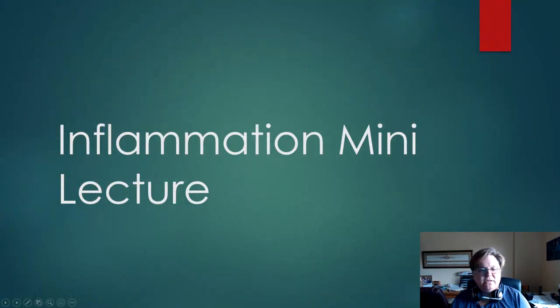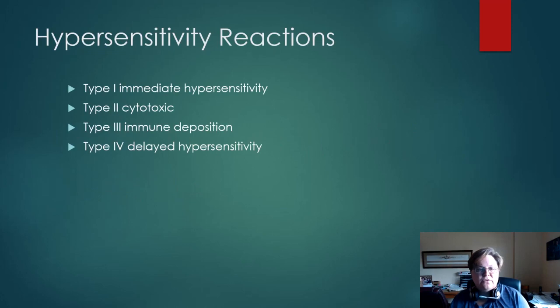It's the inflammation mini lecture, and we're going to talk about how these cells that support inflammation are useful, but also, more importantly, how they contribute to disease. And while their functions are supposed to be effective within the body, they can sometimes not be. So there's four types of hypersensitivity reactions. A hypersensitivity reaction is basically an allergic reaction. We're going to talk about each of these types.